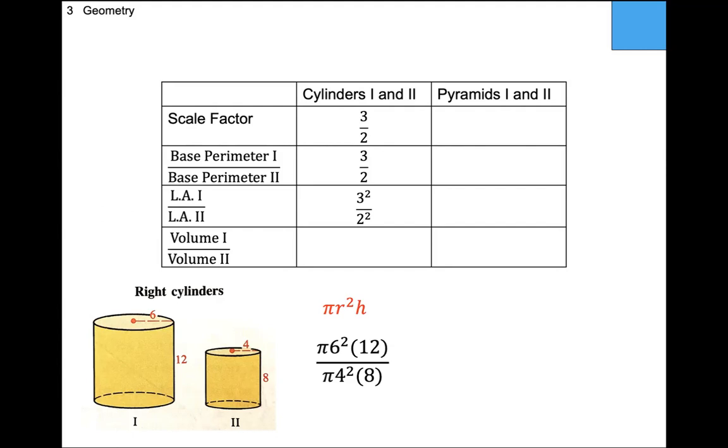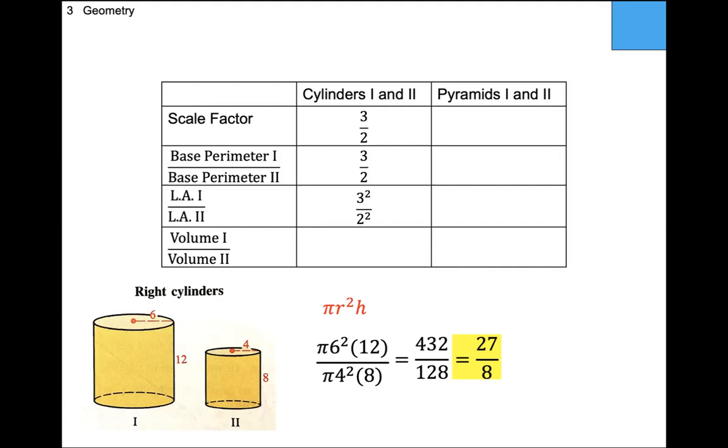Well, the pi's cancel. 6 squared is 36, 4 squared is 16, and 36 times 12 is 432, and 16 times 8 is 128. That's not recognizable, but what goes into both of those numbers? Let's see, is that a 41? I'm grabbing my calculator right here. No, it's not 41. 128 divided by 16. I knew there was a 16 here. 16 goes into 128 8 times, and 16 goes into 432 27 times.